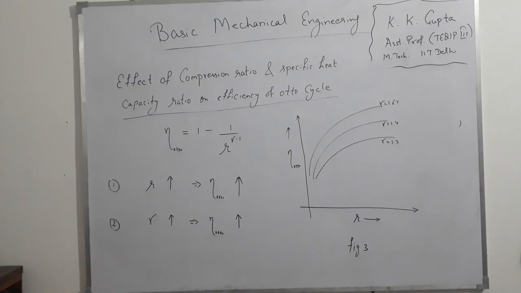Figure 3 is showing the graph for the efficiency of the Otto cycle versus the value of compression ratio. As we increase the value of r, efficiency will increase, and for the different values of gamma, as we increase the gamma value, again efficiency will increase.